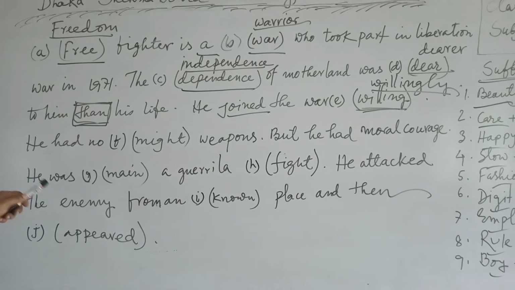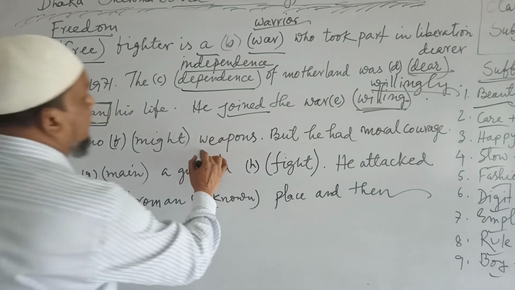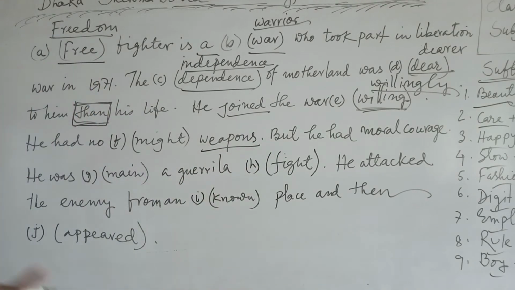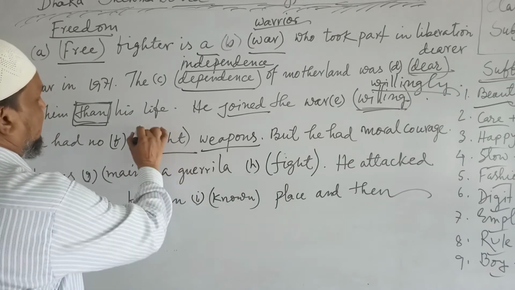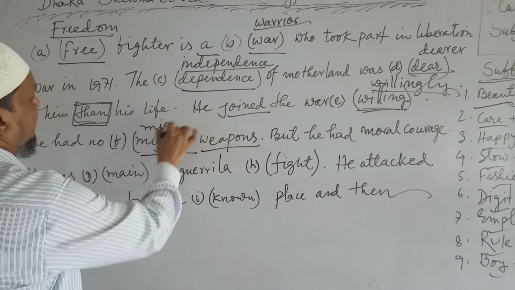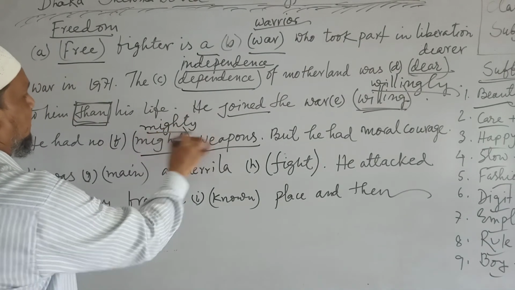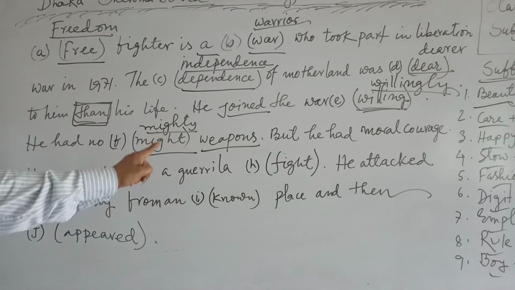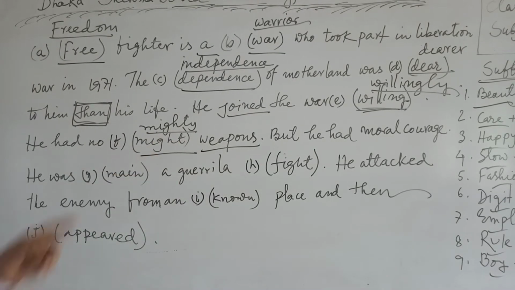Then the sentence is, he had no might weapons. Weapons is a noun, and you know the word that expresses or indicates or illustrates a noun is an adjective. Might is not an adjective, but mighty is an adjective. So he had no mighty weapons. But he had moral courage.